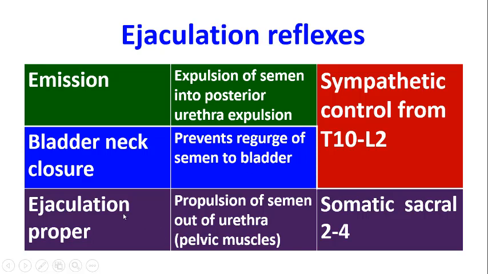The third component is called ejaculation proper. It is expulsion of the semen from the posterior urethra outside. This is occurring by contraction of the pelvic muscles, and it is under somatic sacral control, sacral segment 2, 3, 4.